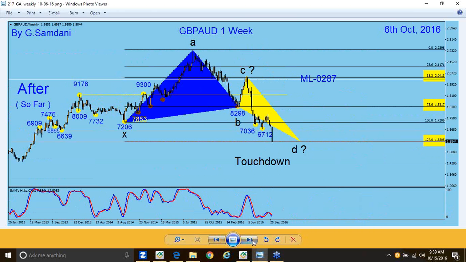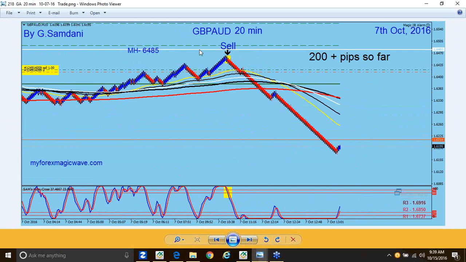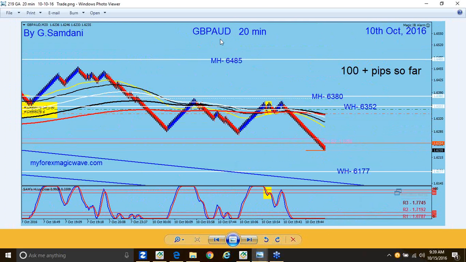Okay, it's a 400, 500, 600 pip drop, that was right. And I was in not only Pound Aussie but Pound USD as well. In this chart you will see Pound Aussie. I was there on the 7th of October. This is one of the trades. I did several trades. Pound Aussie 20-minute on the 10th. Well, this is the 10th of October.